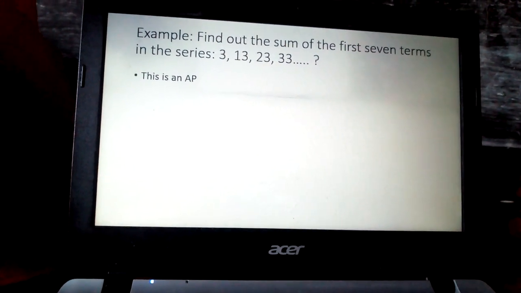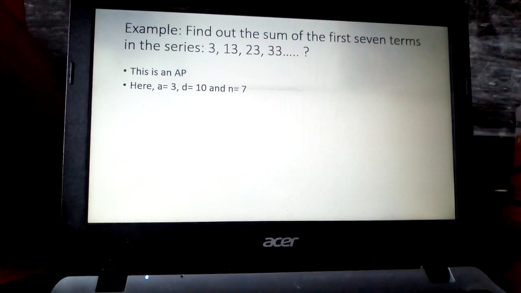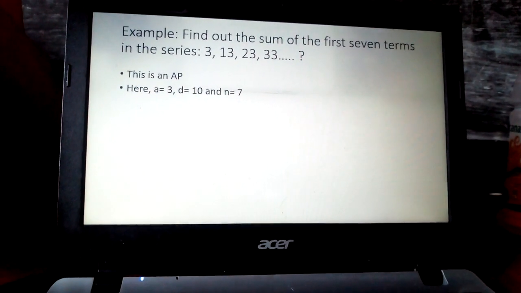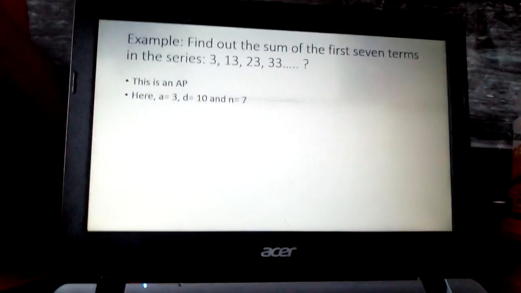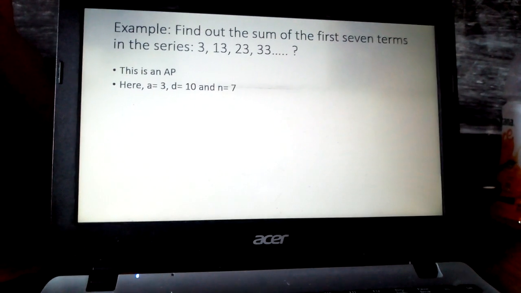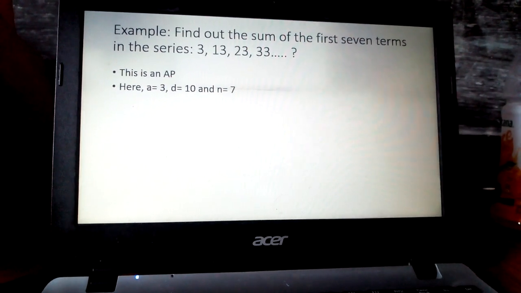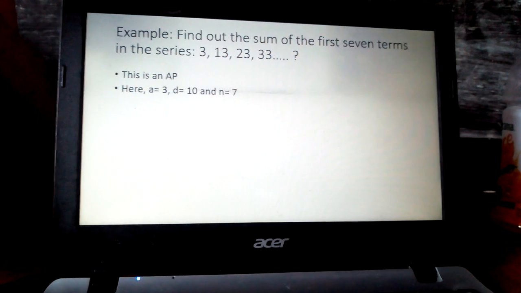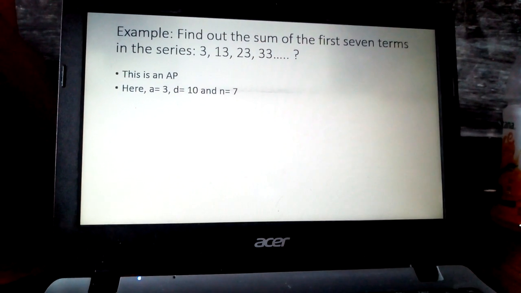So this is an AP. You have to determine this first. Once you have found that out, you have to find the value of a. You know the first term, a is equal to 3. The difference is equal to 10. 13 minus 3 is 10. 23 minus 13 is 10. 33 minus 23 is 10. So the common difference is 10.